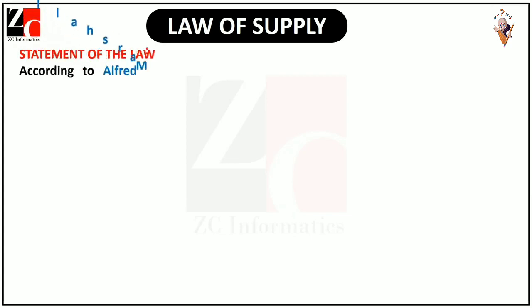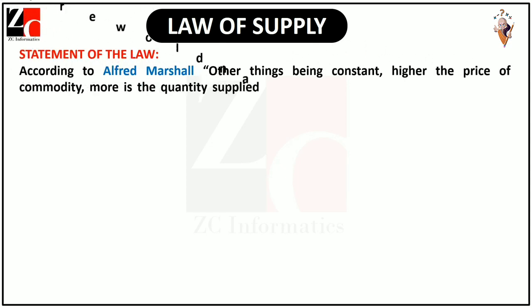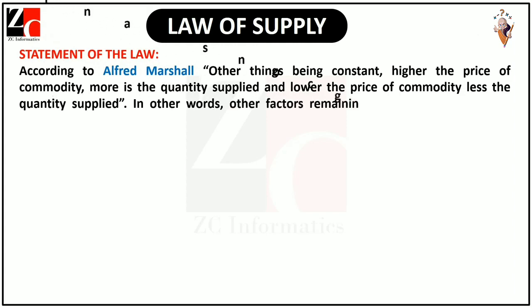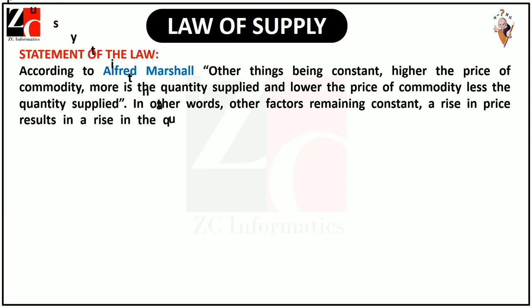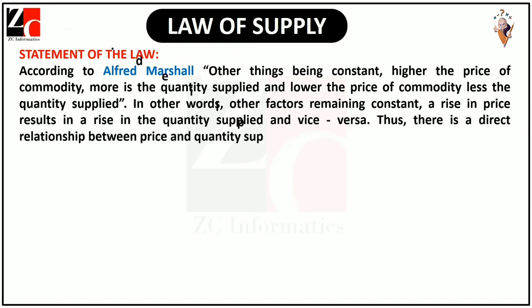Statement of the law. According to Alfred Marshall, other things being constant, higher the price of a commodity, more is the quantity supplied, and lower the price of a commodity, less is the quantity supplied. In other words, other factors remaining constant, a rise in price results in a rise in the quantity supplied, and vice versa. Thus, there is a direct relationship between price and quantity supplied.